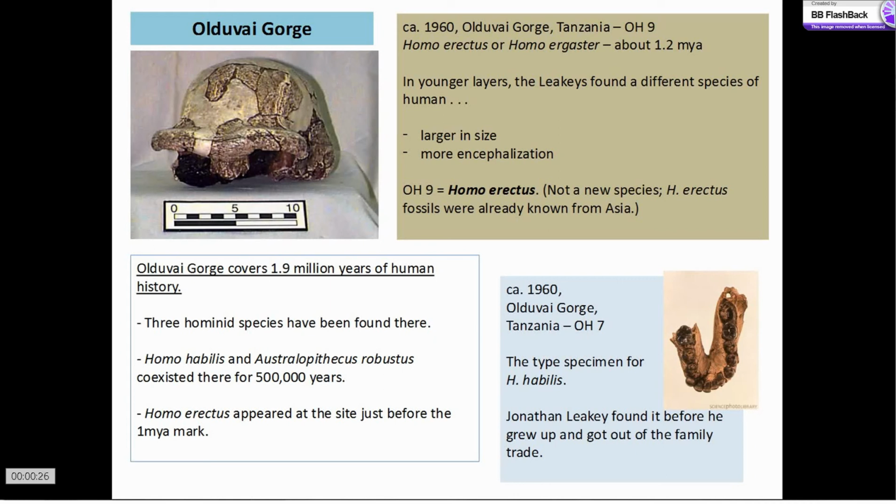And even more strikingly, we know that there were different species of bipedal hominid coexisting there for a period of about 500,000 years, for at least 500,000 years before the robust Australopithecines went extinct. And we also know that more than just having the earliest known human species, a later species appeared there. So Homo habilis emerged there, and then over the long period of time in which humans were occupying Olduvai Gorge, Homo erectus appeared.